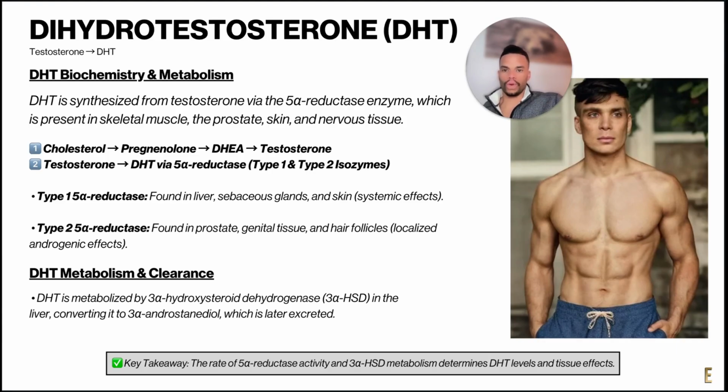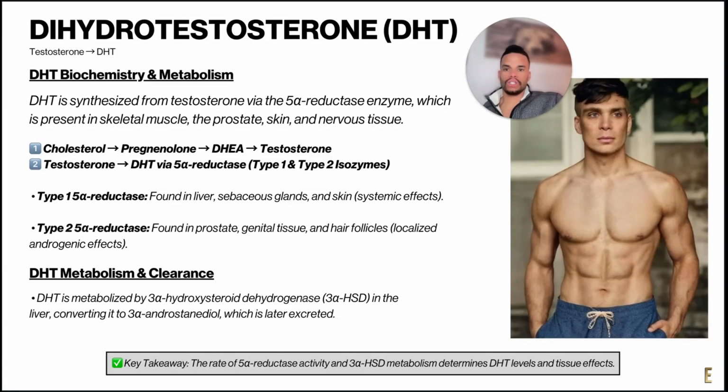So the rate of 5-alpha reductase activity and the 3-alpha HSD metabolism determines DHT levels and tissue effects. More DHT, more androgenic effects: increased muscle mass and strength, enhanced fat metabolism, stronger CNS drive, better motivation, focus, aggression in training, faster recovery, and improved joint and tendon health. Optimizing DHT requires managing 5-alpha reductase activity while preventing excessive breakdown by 3-alpha HSD.